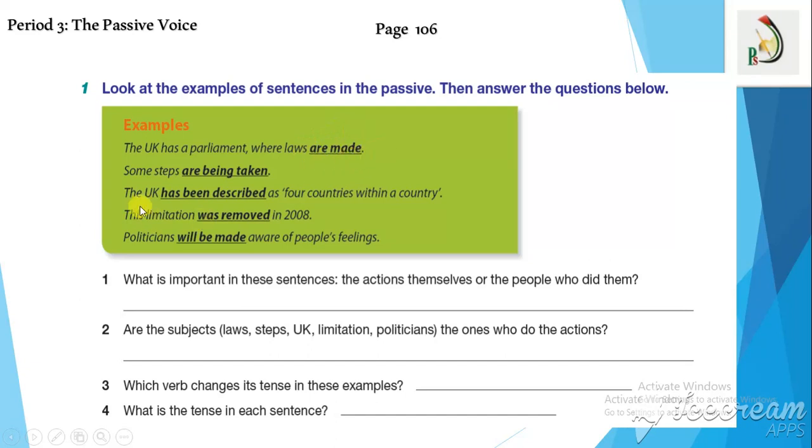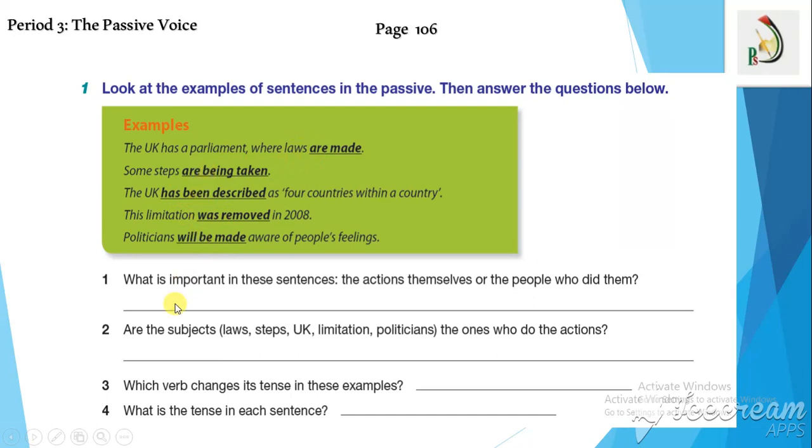Present simple. Some steps are being taken. Are being: present continuous passive. The UK has been described as 4 countries within a country. Has been: present perfect, described, passive. This limitation was removed in 2008. Was: past simple. Politicians will be made aware of people's feeling: future simple. Here you can see that the verb to be has been changed according to the time of the tense.